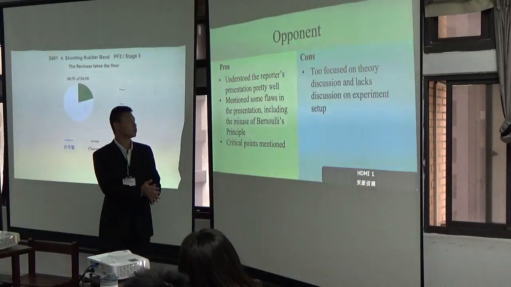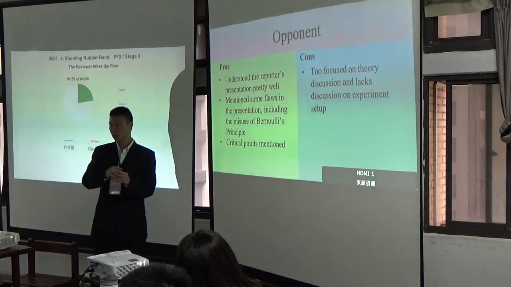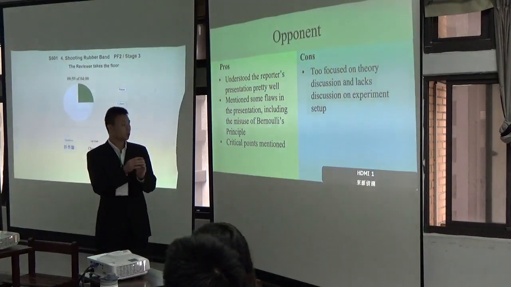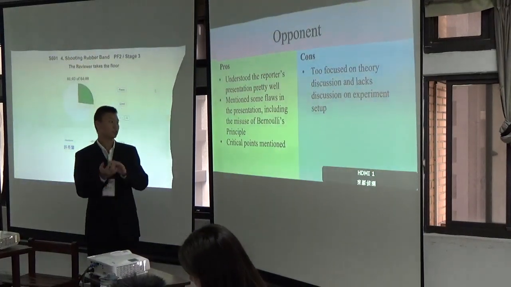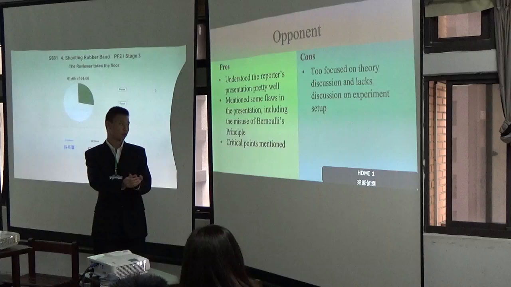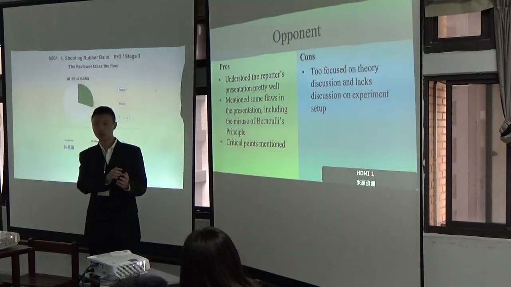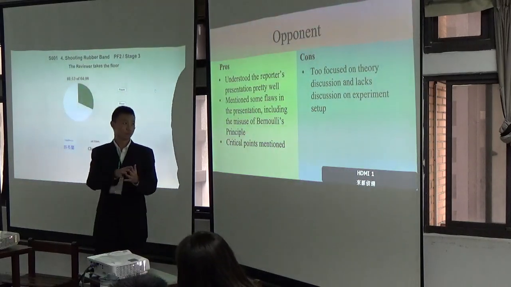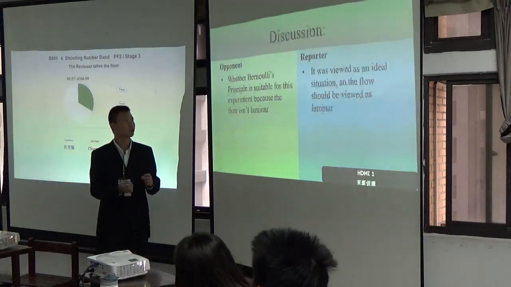As for the opponent, I think that she understood the reporter's presentation pretty well to a level, and she also mentioned some flaws in it during her presentation, including the misuse of Bernoulli's principle. And the opponent also mentioned some critical points. However, I think the opponent focused too much on the theory discussion and lacks discussion of her experimental setup, which we think is a problem.